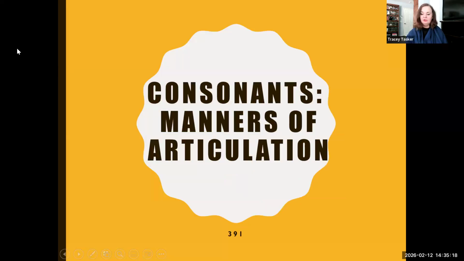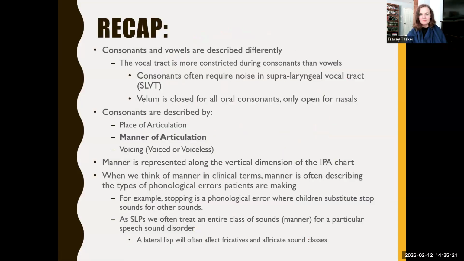All right. So manner of articulation is what this lecture is going to be about. Just a little reminder, we're talking about consonants, and we talked about place of articulation, so the articulators, our lips and our tongue, and our hard palate, soft palate in the last lecture. Now we're going to talk about manner, and manner is really where we're talking about how the airflow is constricted. Okay, so it's represented on the vertical dimension of the IPA chart, as I mentioned in the first lecture.